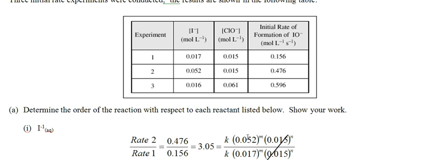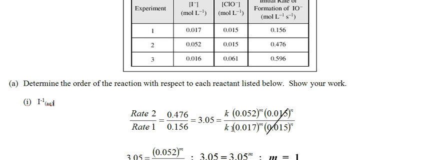Alright, so part A says, determine the order of reaction with respect to each of the reactants listed below. Show all your work. So it's asking you to find the iodine ions first, and that's fine. What's nice is the ClO⁻ here actually has the same concentration, so do what we've been doing. Compare those two rates to each other, and again, if you want to go 2 over 1 or 1 over 2, it's up to you. You can decide. However, do start with the reactant that has the same concentration. You have to have one of the reactants that have identical concentrations to do this.